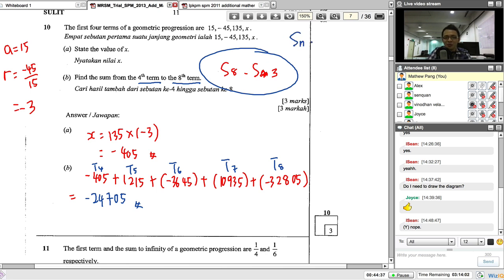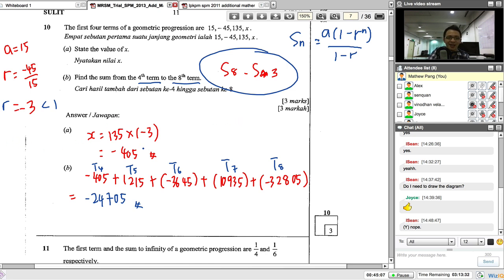For the sum of a GP, we have two different formulas, right? One is when R is bigger than 1. The other one is when R is less than 1. Our R is -3. Obviously, this is less than 1. So we have to use the formula A times 1 minus R to the power of n over 1 minus R. I believe you'll get the same answer.